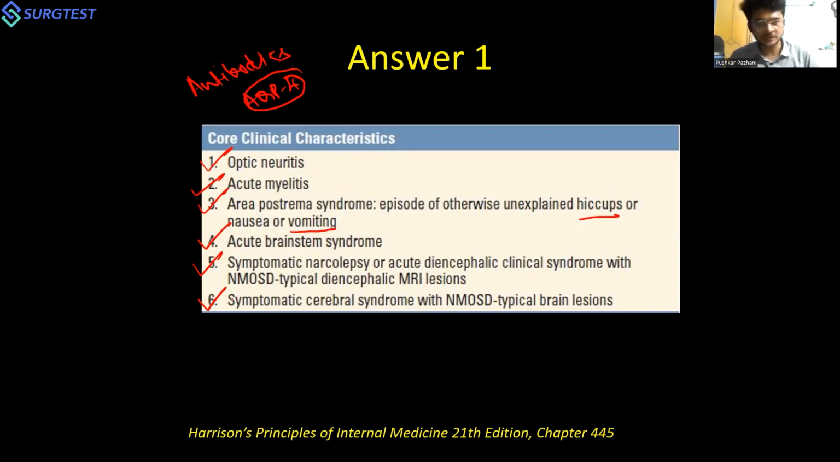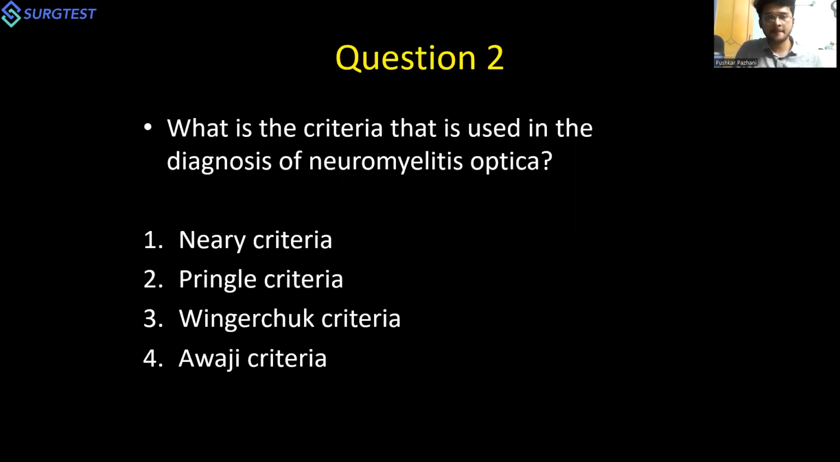Then an acute brainstem syndrome, which can present with multiple cranial palsies, and acute diencephalic syndrome, which presents with narcolepsy. And also a symptomatic cerebral syndrome. Usually the cerebral involvement is not very prominent, but it is an important core clinical characteristic. So don't forget these 6: optic neuritis, acute myelitis, area postrema syndrome, acute brainstem syndrome, symptomatic narcolepsy or acute diencephalic syndrome, and a symptomatic cerebral syndrome. These are the 6 core clinical characteristics of neuromyelitis optica.